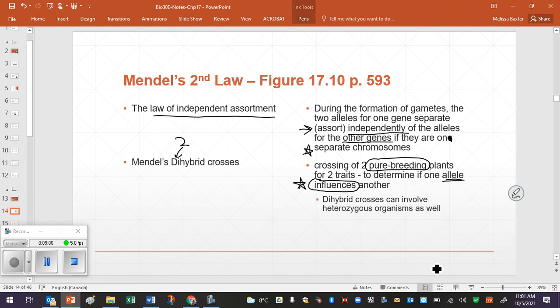Okay, so when we look at the examples, we're going to be referencing the same traits as we were before. Things like purple or white flowers, tall or short plants, green or yellow seeds. So the same traits we were looking at before. So if you printed out the notes, there's that little table at the beginning that showed all of the traits that Mendel studied. We're looking at the same traits, but we're just going to look at two of them at a time now.